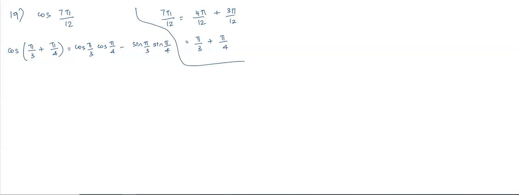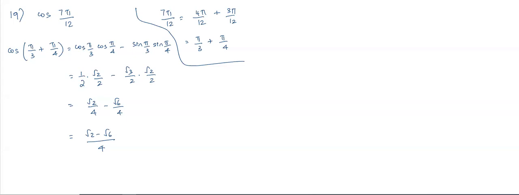Okay. Then I know all of these values, so I plug in. So cosine pi over 3 is 1/2 times root 2 over 2 minus root 3 over 2 times root 2 over 2. So I simplify this and I get root 2 over 4 minus root 6 over 4. And that is together root 2 minus root 6 all over 4. So the next problem is 21.